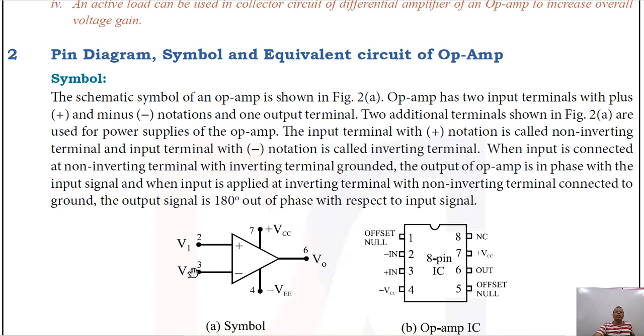If this inverting terminal is grounded and we apply input here, we get positive output voltage. That means output voltage is in phase with the input voltage if it is a sinusoidal input. If we put this at ground and we apply input here, output voltage is the negative of the input voltage, or we can say there will be a 180-degree phase difference between output voltage and input voltage. So that is why this is called the inverting terminal, and this one is called the non-inverting terminal.